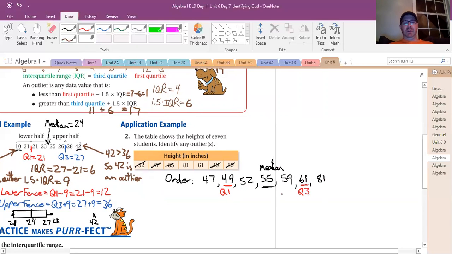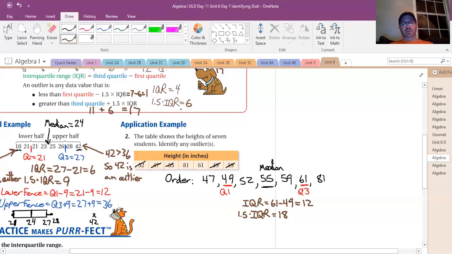Okay. And now I can see that my interquartile range, my IQR, is 61 minus 49, which equals 12. Okay, so 1.5 times the IQR is 1.5 times 12, which happens to be 18.